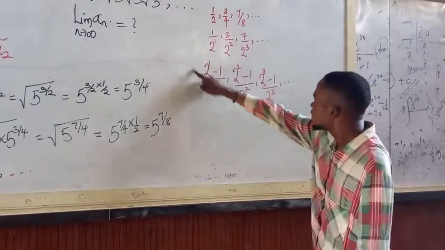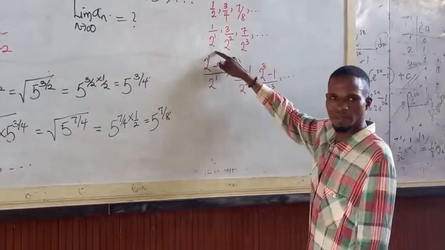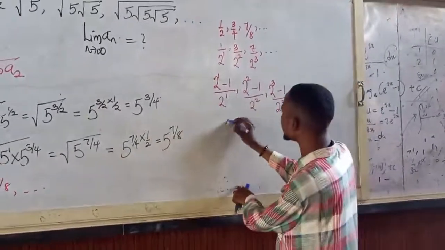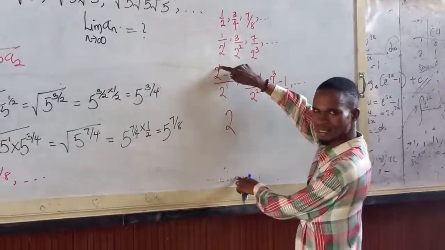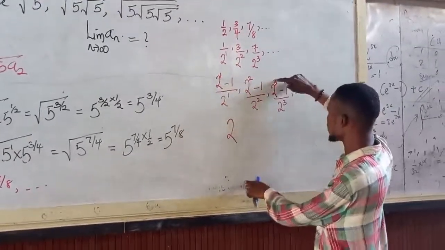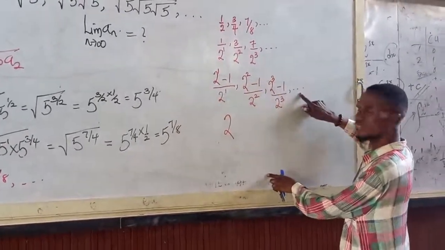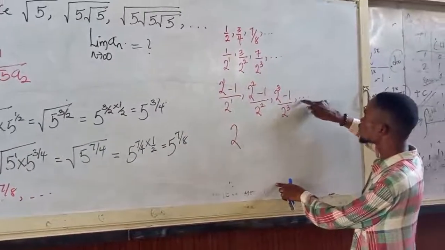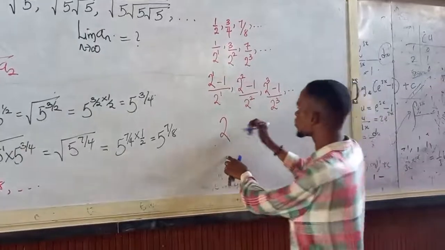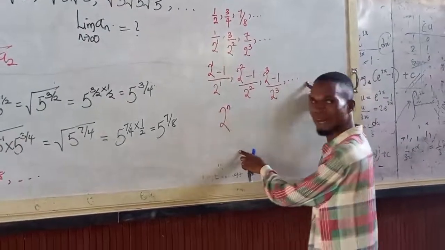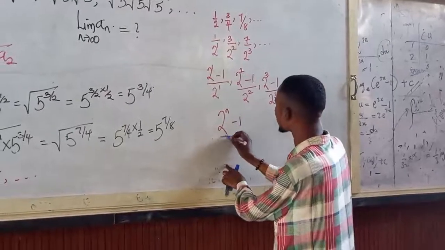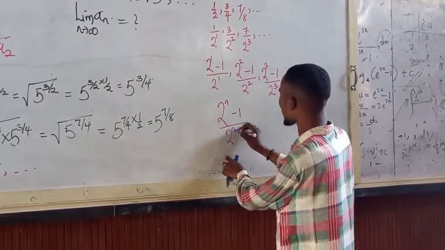Now here, I can derive the nth term. The nth term of this power can be written as 2 raised to the power, this is 1, this is 1, this is 2, this is 2, this is 3, this is 3. That means the fourth term will be what? 2 raised to the power 4 minus 1 over 2 raised to the power 4. So that will be what? 2 raised to the power n, the unknown number, the nth term. So that is 2 raised to the power n minus 1 over what? Over 2 raised to the power n.